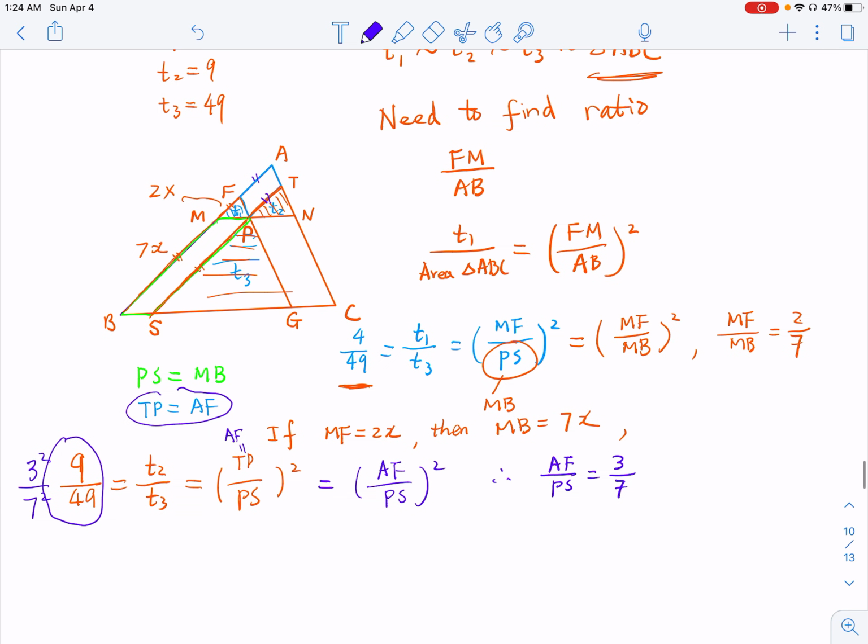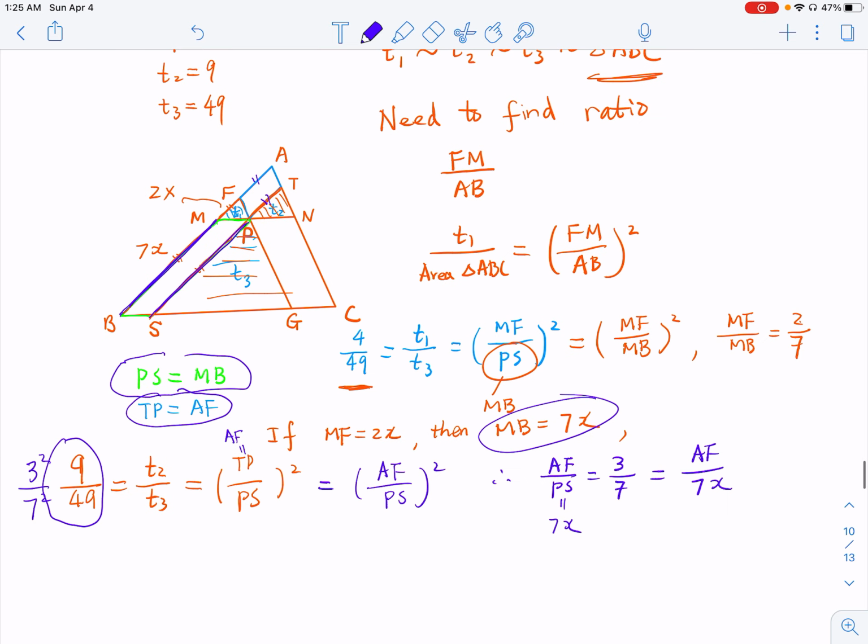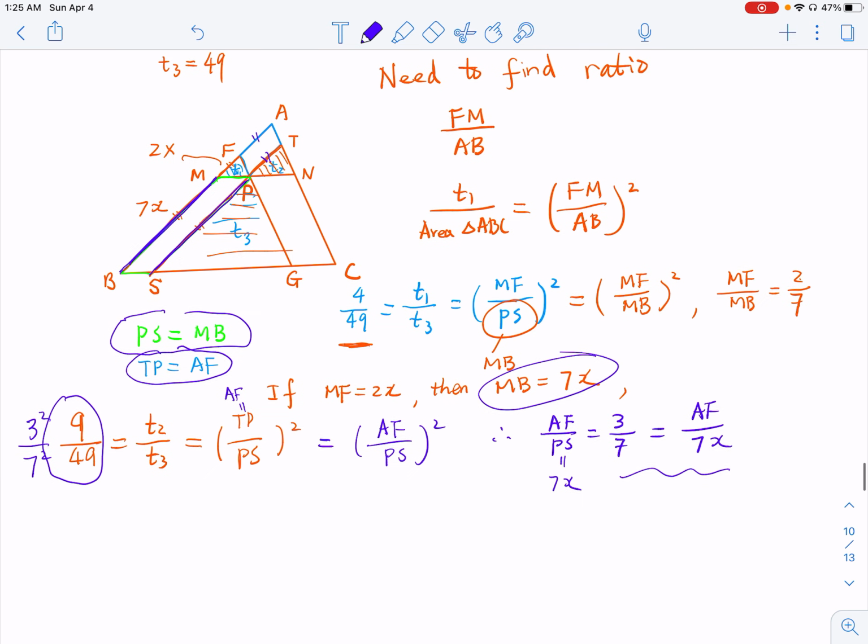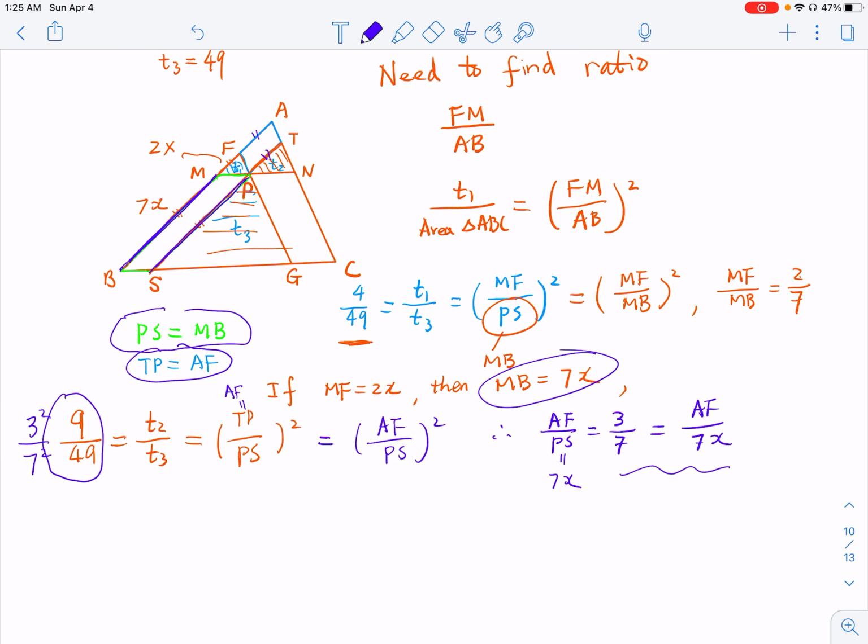Where the AF, now here we know that PS is equal to MB. In other words, these two equal each other. Earlier we know that MB equals 7x, so PS here equals 7x. Because the ratio of AF over PS equals 3 over 7, if PS equals 7x, then AF must equal 3x. So AF equals 3x.